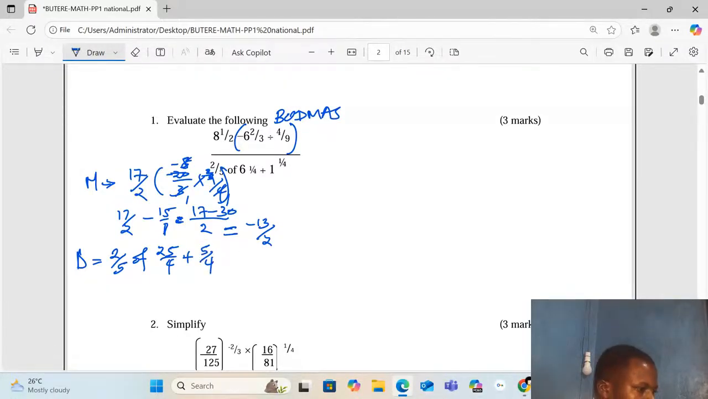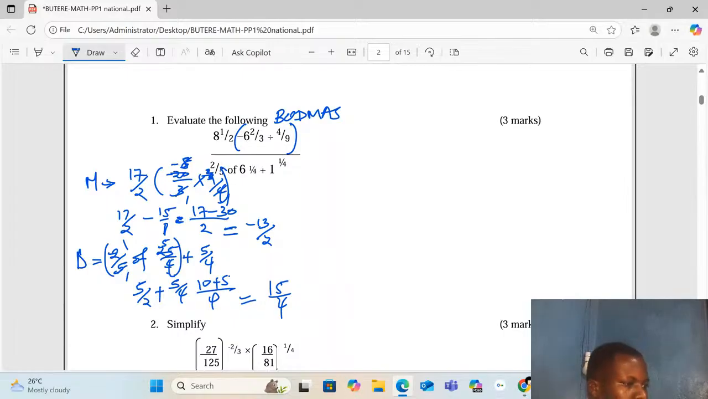Using BODMAS, we start with the 'of', and in this case we multiply: 5 here and 5 here cancel, 2 and 2 cancel, then we're having 5 over 2, and then we're adding 5 over 4. So LCM is 4, that is 10 plus 5. So we're having our denominator as 15 over 4.